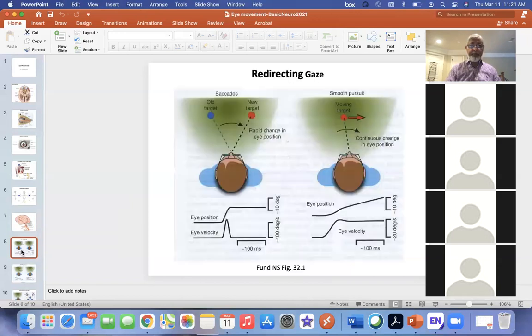Let's see. Now, this is redirecting the gaze, right? So you are searching for something. That is saccadic movement. Like the target was here, and then you were fixated on this target, and then you jump to this target, and then you jump to something here, you jump to something there, you jump to something here. So these jumping movements, they are called saccadic movement, because you are looking for something. You haven't found it yet, so you scan through the whole.